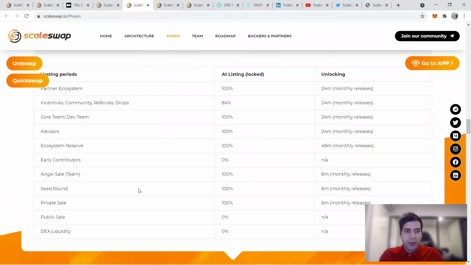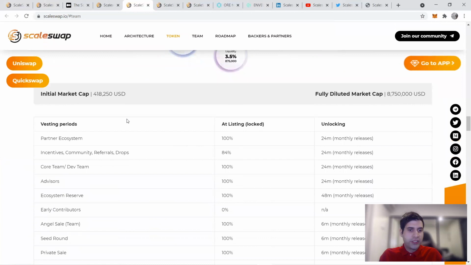You can see that there is a 6-month linear release of the seed and private sale round, and angel investors also for 6 months. But the team, their tokens are actually locked and vested for a period of 2 years to 4 years, which is pretty good. And they had a small cap launch. The initial cap at launch was, I think, 418,000, fully diluted market cap of 8.75 million. So that's the tokenomics for the project. I'll cover a little bit more when I'm talking about the price movement and price action.